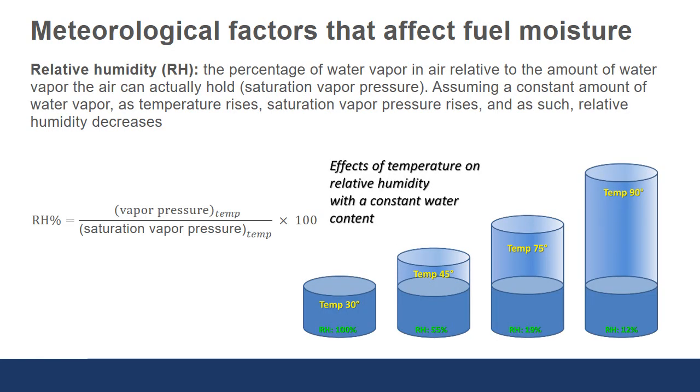Now that we understand the concepts of vapor pressure and saturation vapor pressure, we can adequately define relative humidity. Relative humidity is the percentage of water vapor in air relative to the amount of water vapor the air can actually hold. If we assume there is a constant amount of water vapor present in the atmosphere, we can conclude from the relative humidity equation shown that as temperature rises, saturation vapor pressure will rise, and as such, relative humidity will decrease.